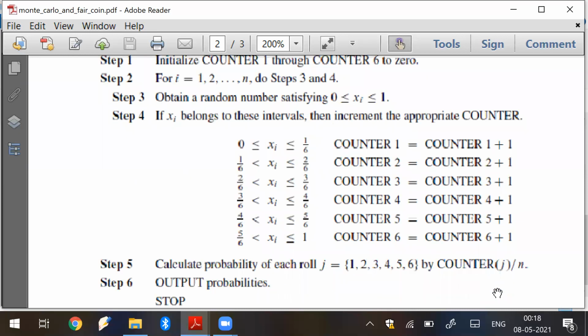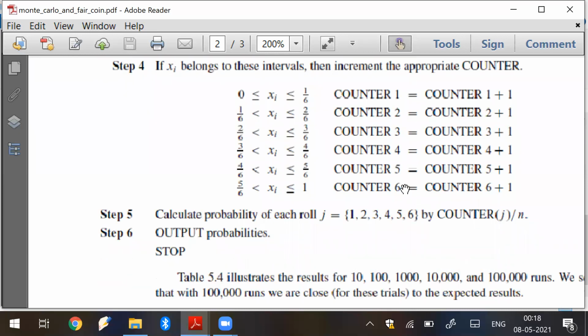So suppose xi is falling within 1/6 to 2/6. That means as soon as we get the random number and see it is falling within this range, we become sure that this corresponds to face 2 occurring according to our simulation model. So counter 2 will be increased by 1.